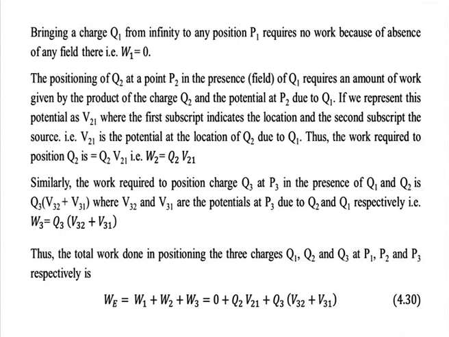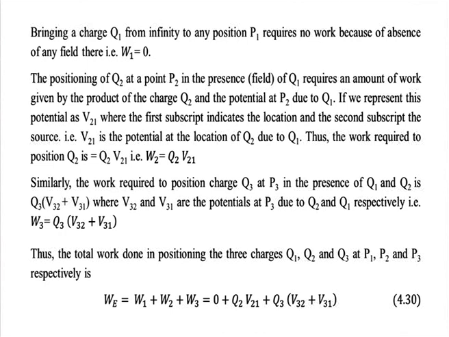The positioning of Q2 at a point P2 in the presence of Q1 requires an amount of work given by the product of Q2 and the potential at P2 due to Q1. If we represent this potential as V21, where the first subscript indicates the location and the second subscript the source, that is V21 is the potential at the location of Q2 due to Q1. Thus, the work required to position Q2 is Q2 into V21, that is W2 is equal to Q2 into V21.